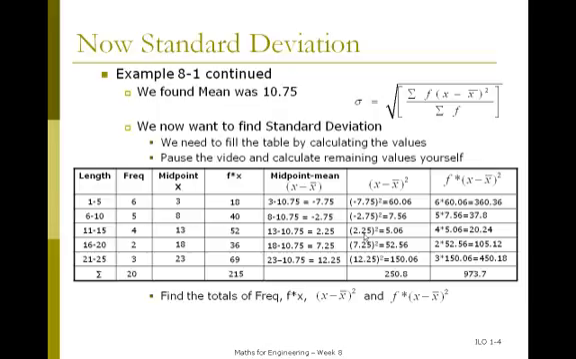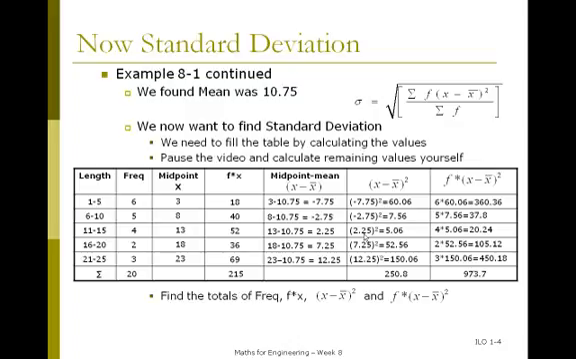So for the total for the frequency, as we worked in the last slide, it'll be 20. For the total of f times x, it's 215. The total for the midpoint minus the mean squared is 250.8, and the total of the frequency multiplied by the midpoint minus the mean squared is 973.7. So well done at this stage.